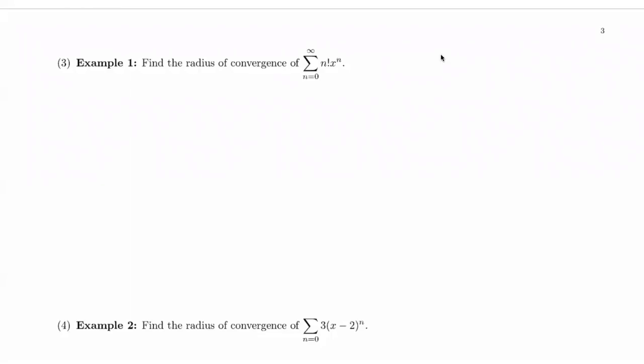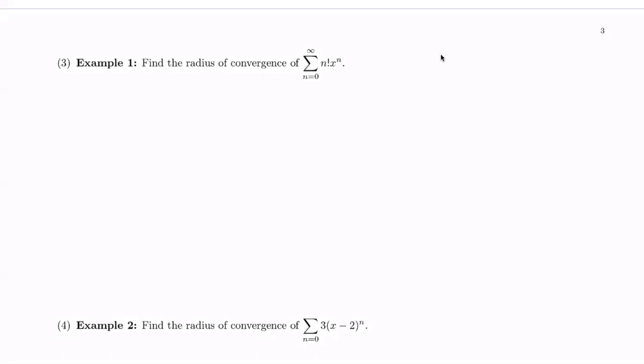We now look at some examples of how we find the radius of convergence. And we're just looking for the radius right now. We're not worried about the interval. So in the first example, I want to find the radius of convergence for the power series, the sum going from n is equal to 0 to infinity of n factorial x to the n. Our main tool is going to be the ratio test.